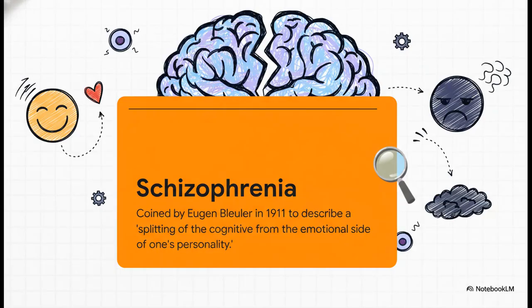So, to really get this, we've got to go way back to the beginning, 1911 to be exact. The guy who came up with the name, Eugene Bleuler, he wasn't talking about a split personality. No, he meant something much deeper. A split between your thoughts and your emotions. Think about it. What if you heard tragic news but felt an urge to laugh? Not because you're cruel, but because the wiring in your brain that connects sad thought to sad feeling is just scrambled. That's the core idea we're going to build on, this fundamental disconnect.